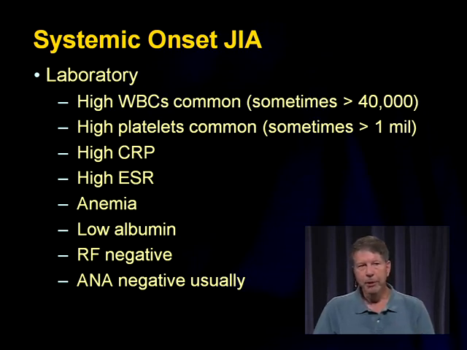Now, they're going to usually be rheumatoid factor negative, and they're going to be ANA negative, and that'll be your clue that this is not lupus, but this is JIA. Okay, so the ANA will be negative. So that, for kids, pretty much means they don't have lupus.